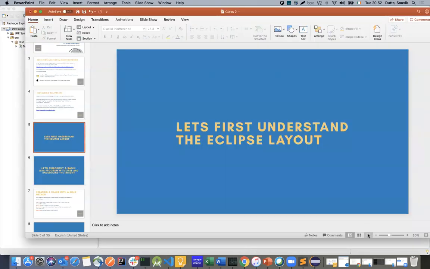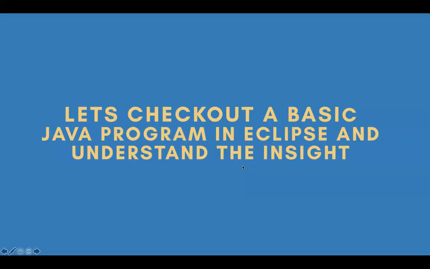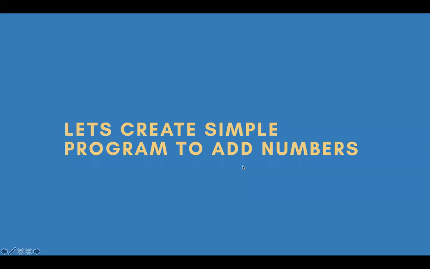Okay. All right. So now I'm going to move to the next section here. Creating a class with a main method. I have already done that. I've created a class. I said project src, right click and new class. I've given a class name, and a .java file got created. And then I also showed you how it is getting converted to a .class file. So I have completed this particular screen here.